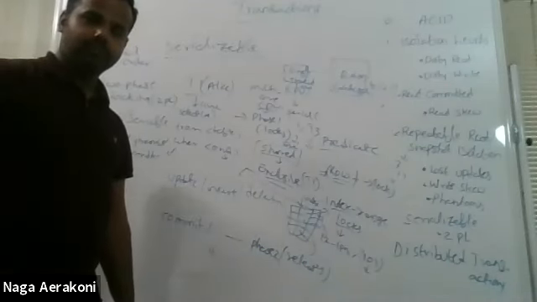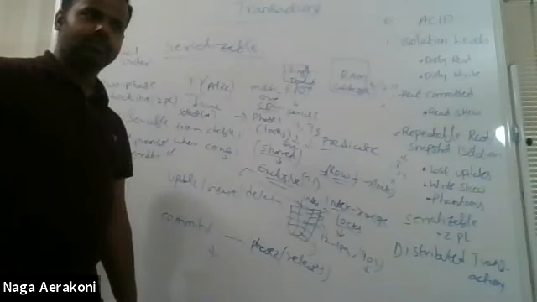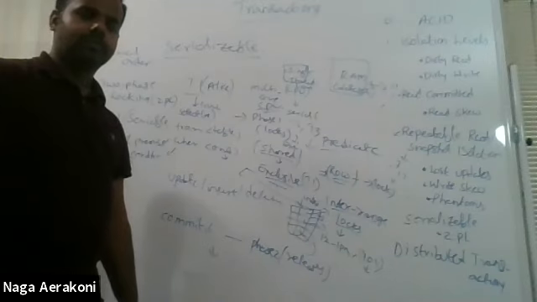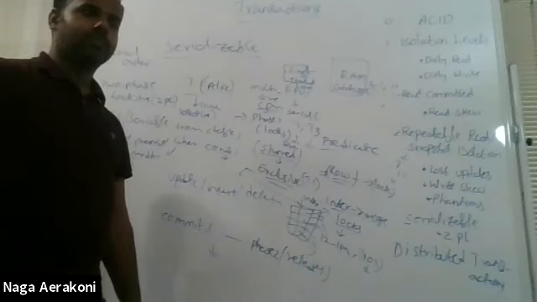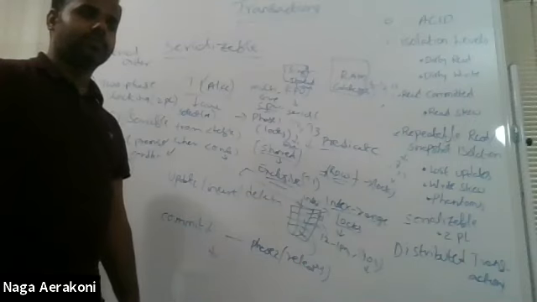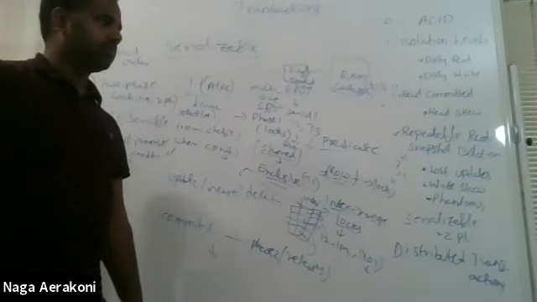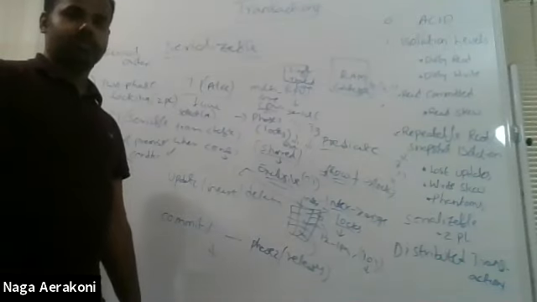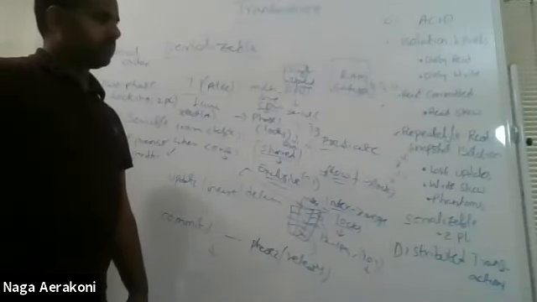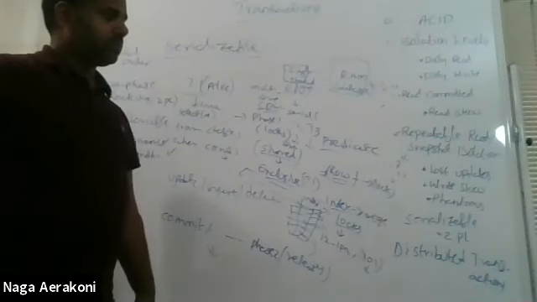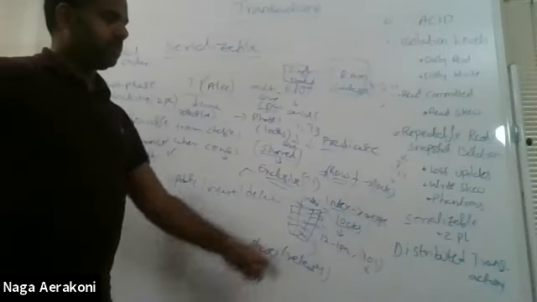One thing to add here: in serializable, as Naga was mentioning, there is this range lock that we apply. When you put a where condition in a select statement, it will actually lock a range of rows, so it avoids any phantom reads on that data. Whereas on repeatable read, there is no such thing as range locks being applied. You will still have phantom reads on repeatable read, but you will not have phantom reads on serializable isolation.